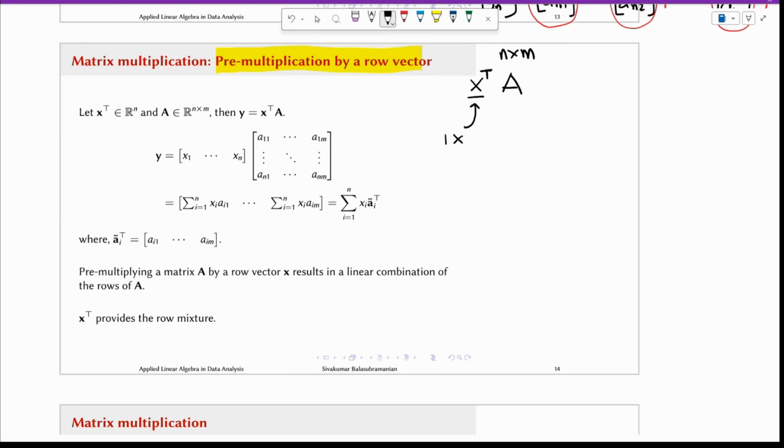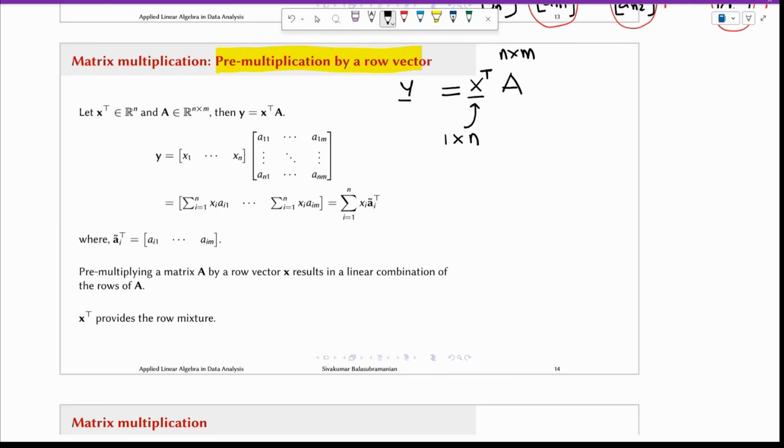No, A is n cross n. Well, the number of columns of the first matrix must match the number of rows of the second matrix. If the number of rows in the second matrix is n, the number of columns in the first matrix must be n. So this must be a 1 cross n row vector. Okay. And what will you get if you do this operation?